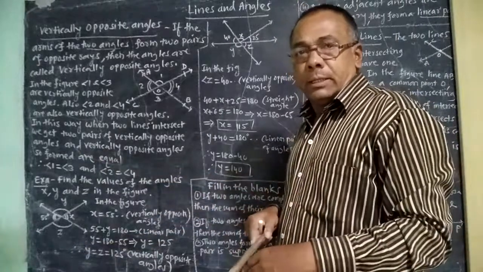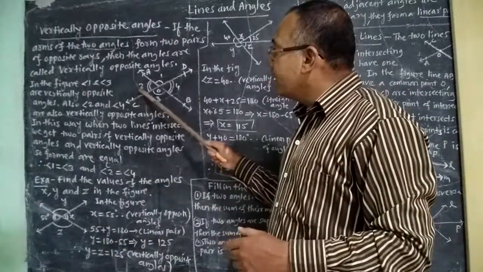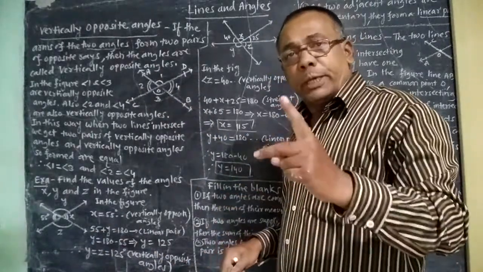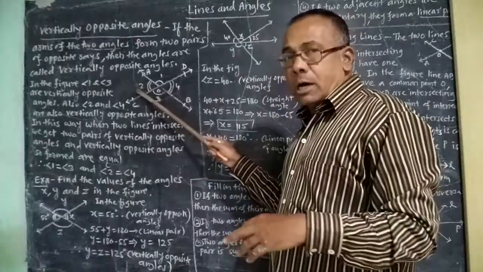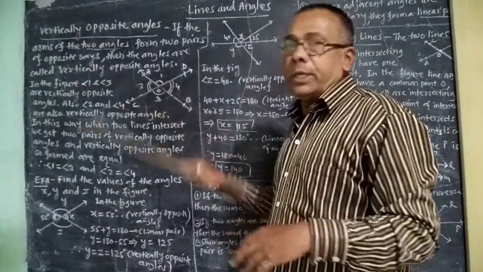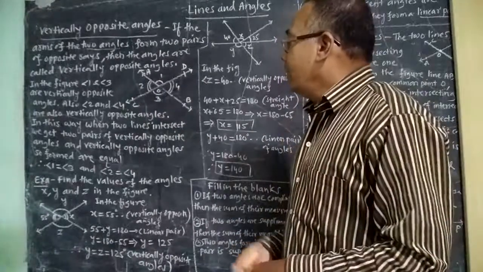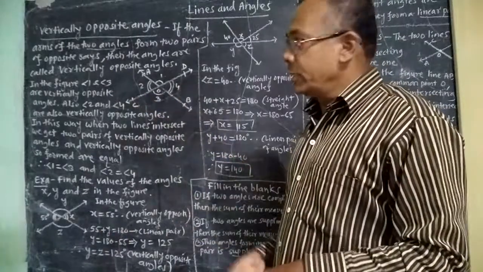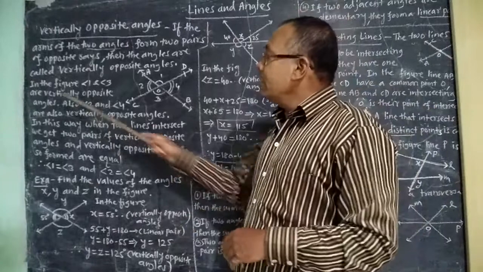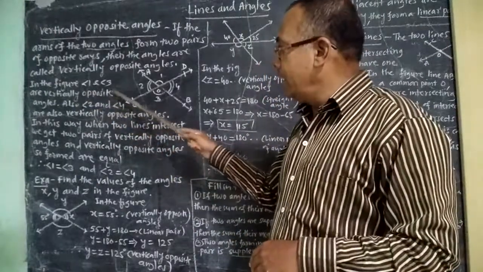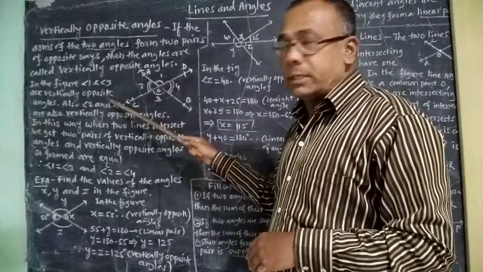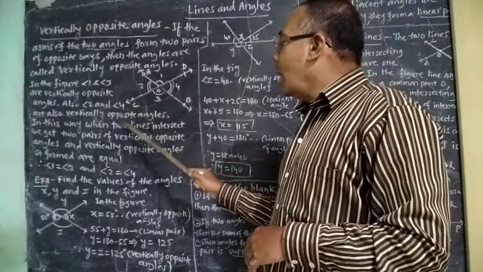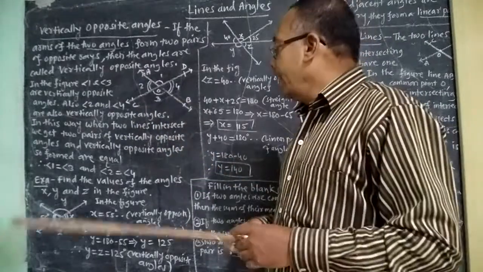vertically opposite angles. Similarly, we can consider angle 2 and angle 4, then also we get two pairs of opposite rays, and therefore angle 2 and angle 4 are also vertically opposite angles. Here in the figure, angle 1 and angle 3 are vertically opposite angles. Also, angle 2 and angle 4 are vertically opposite angles.